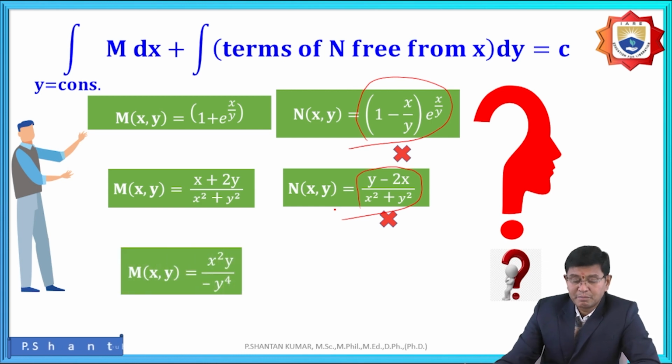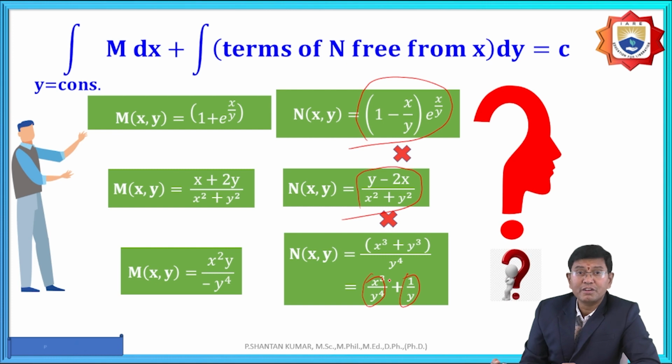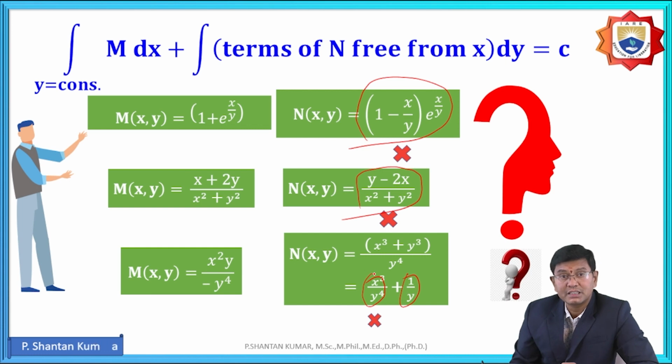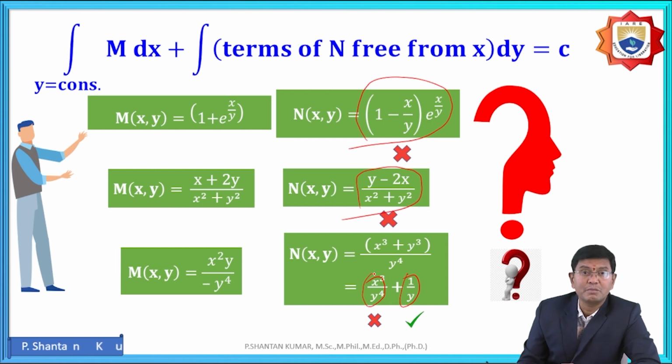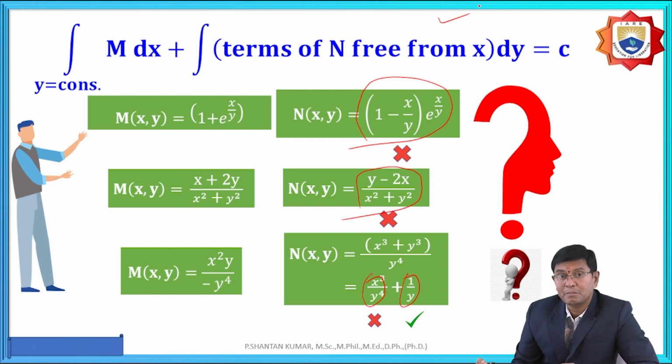And another one, where M is a function and N is a function. Here N is x cube by y power 4 plus y cube by y power 4. After splitting into two terms, one term is x cube by y power 4 and the other term is 1 by y. Here N free from x: the first term is avoided because it is not free from x, and only the second term is considered, that is 1 by y, which we replace in the N terminology in the second term. Therefore, this is the basic concept we need to understand while discussing exact differential equation problems. It is very helpful for anyone.